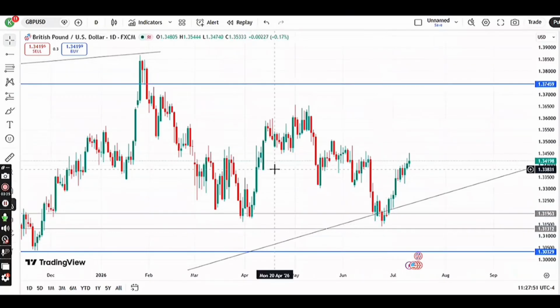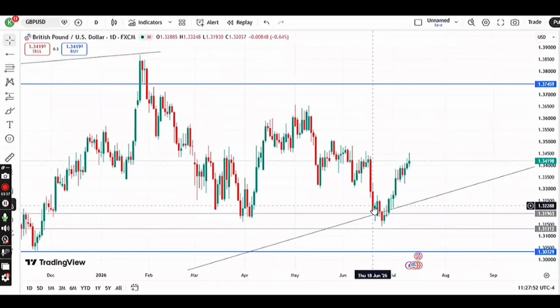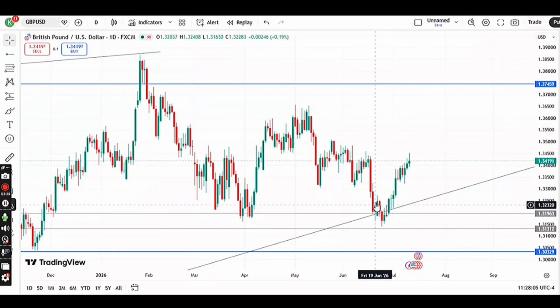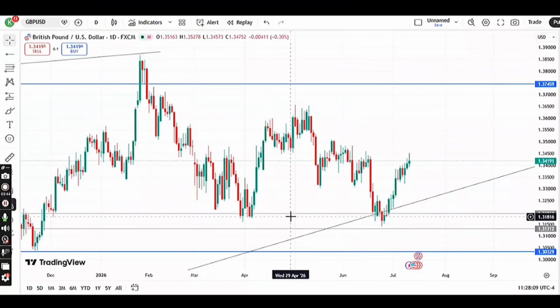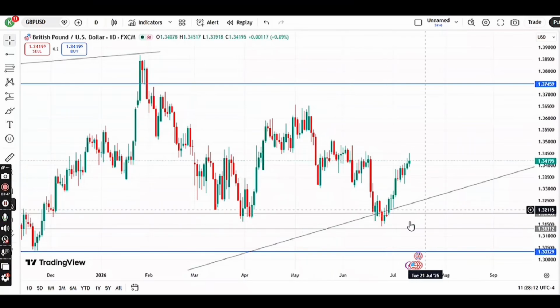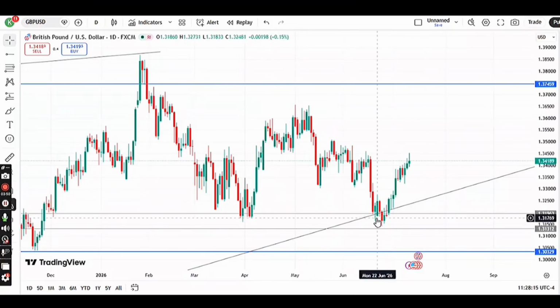Because if you look at this, this is the daily time frame, which means this is day 1, day 2, day 3, day 4, day 5, day 6, day 7 before this movement happened. That is exactly 1 week. So when the market dropped here and touched this particular support level and this trend line, what would you have done as a trader?